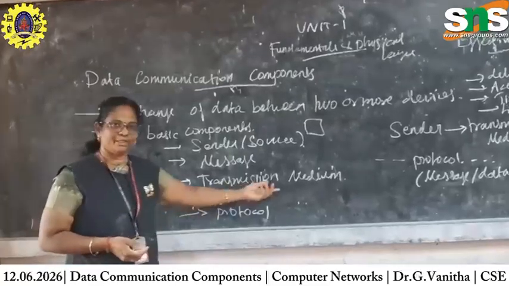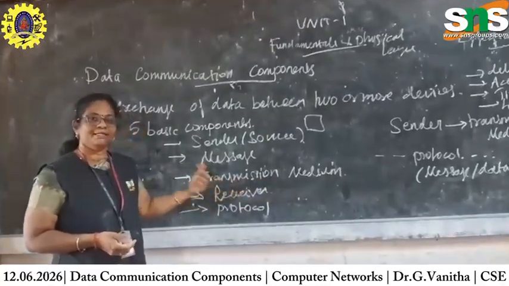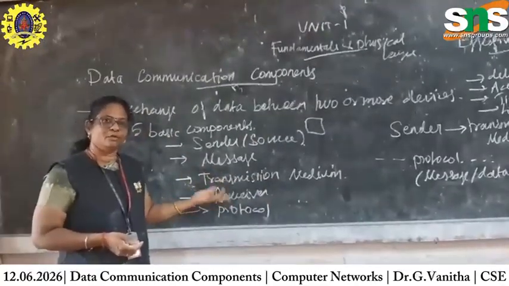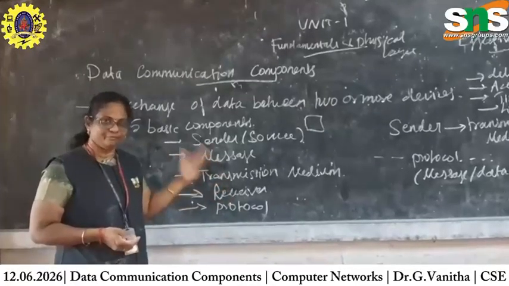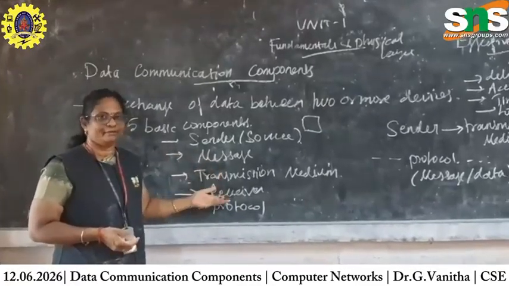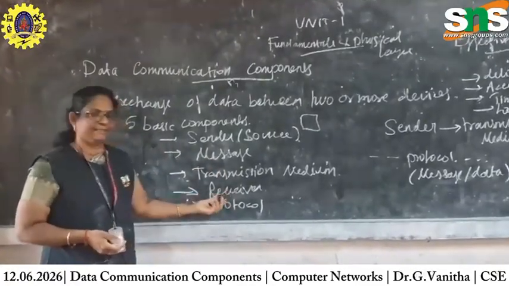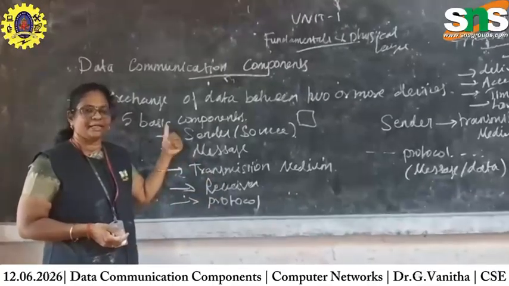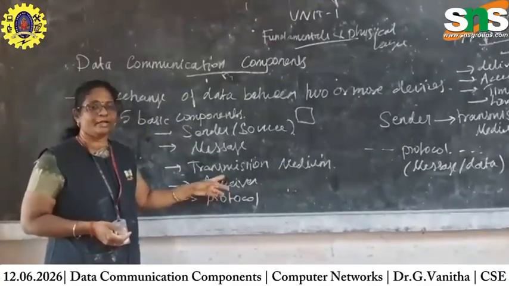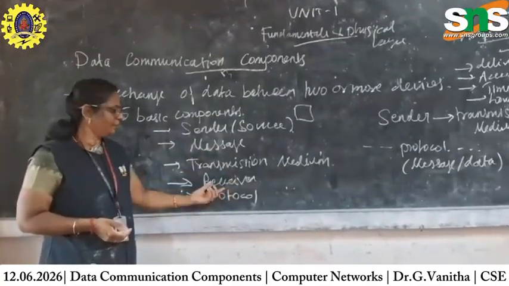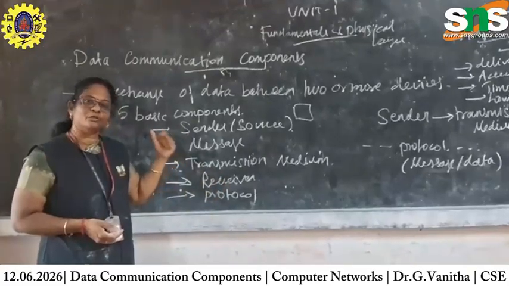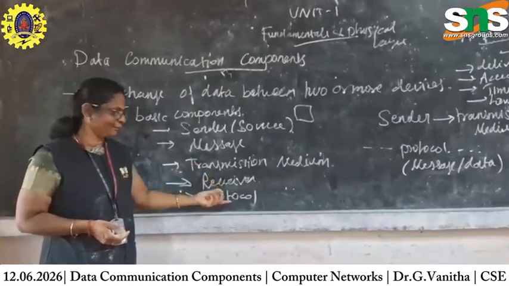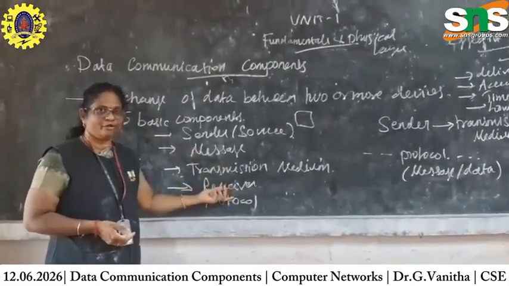Then the transmission medium. The medium may vary. It may be a cable, wired or wireless, whatever it is. The transmission medium varies based on our requirements. After that, the receiver. After a request is sent to the receiver or destination, it transfers the response to the sender through the transmission medium. This is the work of a receiver.